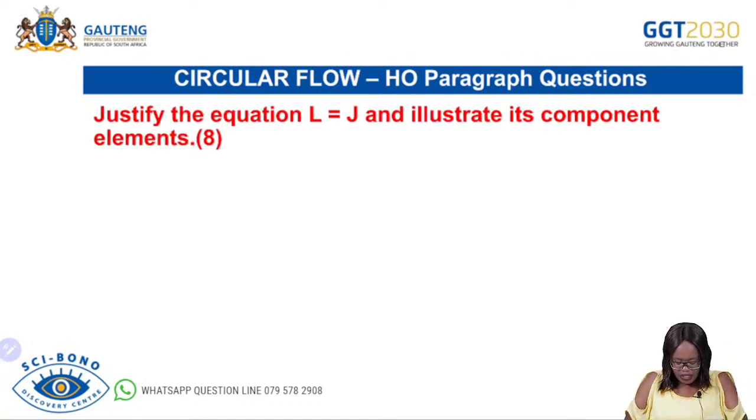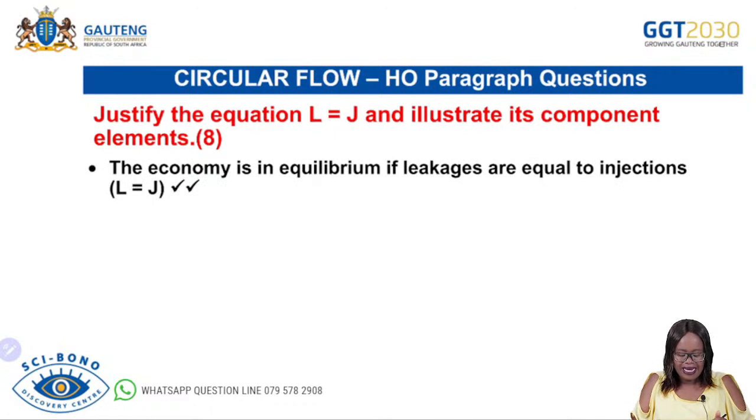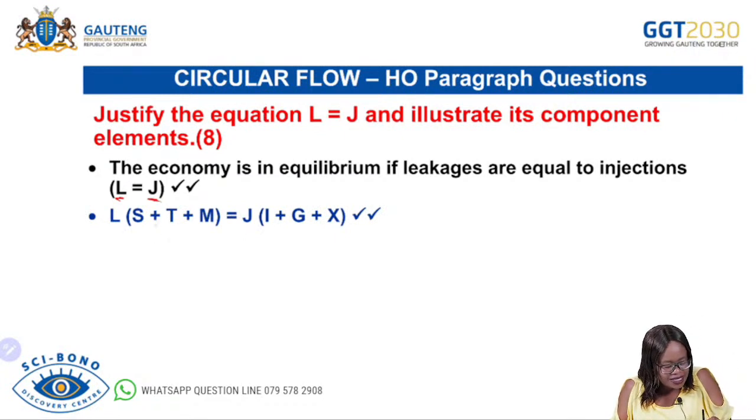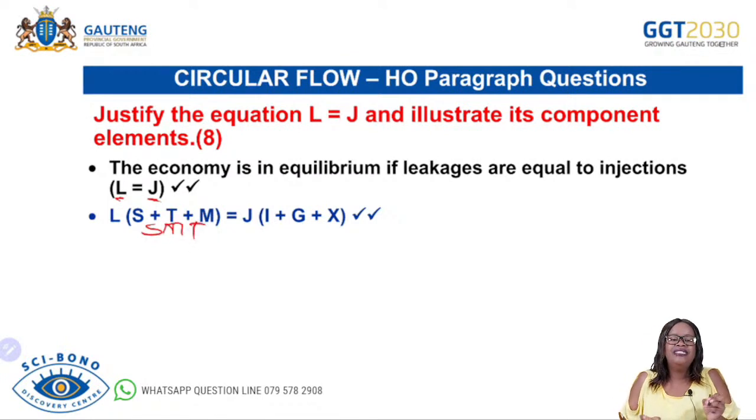Now, the next question says, justify the equation L is equal to J and illustrate component element. The economy is in equilibrium if leakages are going to be equal to injections. L refers to leakages and J to injections. When we speak about the L, we are talking about the leakages. With regards to the leakages, I usually refer to them as the SMT. Those in the education fraternity will understand.